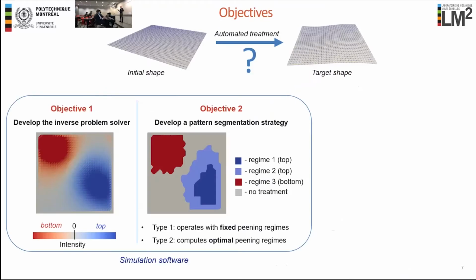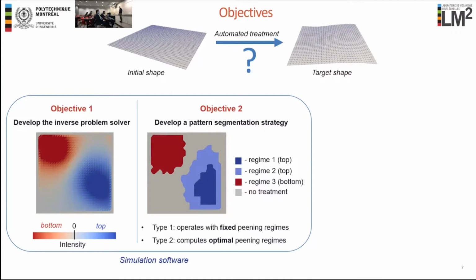So, the general objective of this project was to develop all instruments and techniques that are necessary for an automated peen forming process. Namely, the first objective was to develop the inverse problem solver, which would prescribe the peening pattern as a function of the target shape. The second objective was to develop a segmentation strategy which would apply these practical constraints imposed by the equipment on the peening pattern and make it actually applicable in practice.